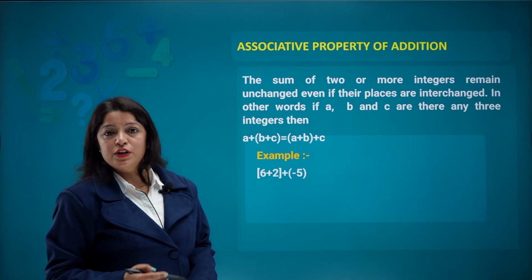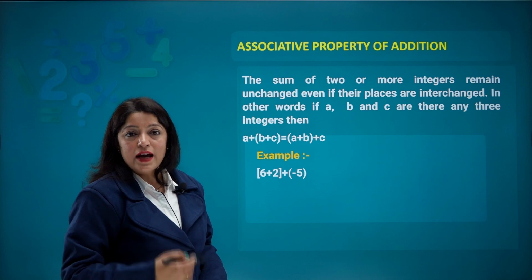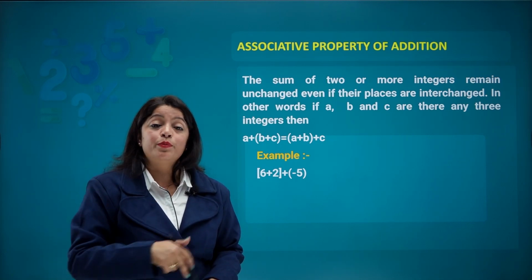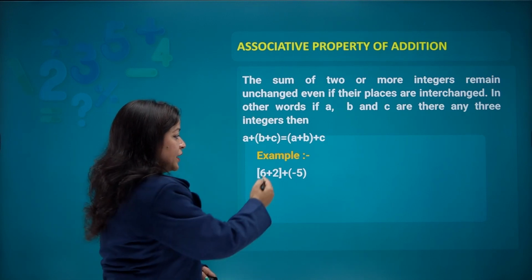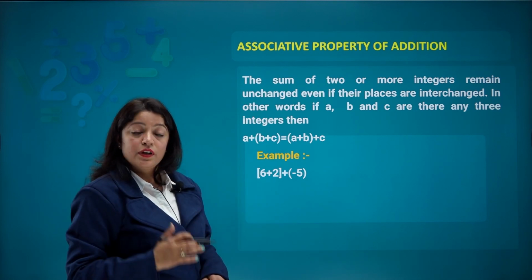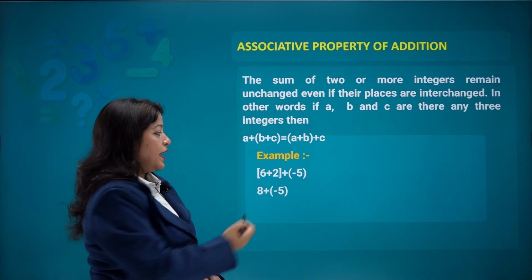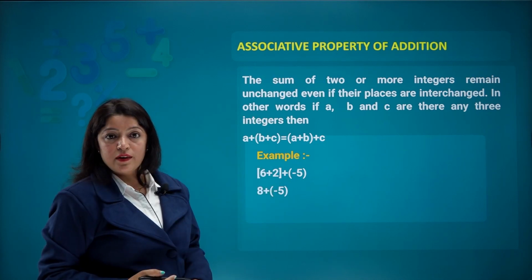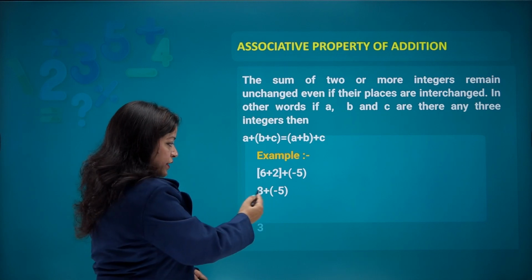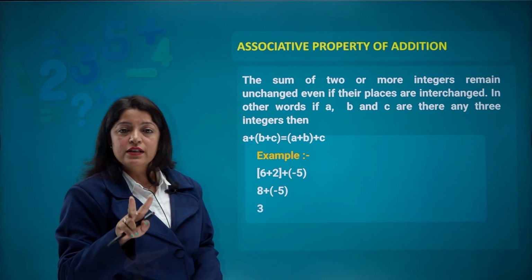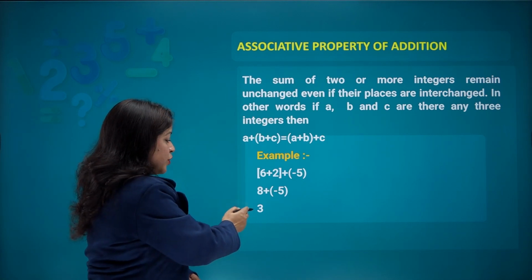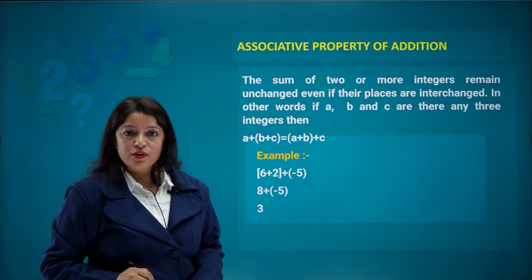Let's see 6 plus 2 plus minus 5. What is the importance here of placing the brackets? If I am adding 6 plus 2 first, the result will be 8. And then I am adding negative 5 to it. So 8 plus negative 5, again they are opposite in sign, 8 is positive and 5 is negative. So they get subtracted, we get 8 minus 5, the result is 3, and the sign of 8 is positive, so the sign of 3 is also positive.